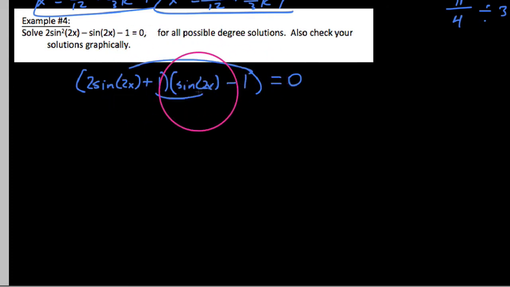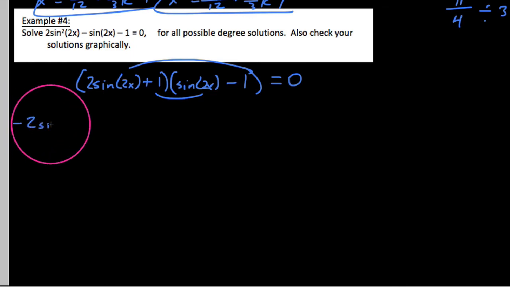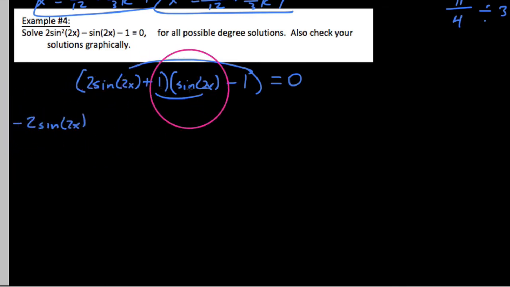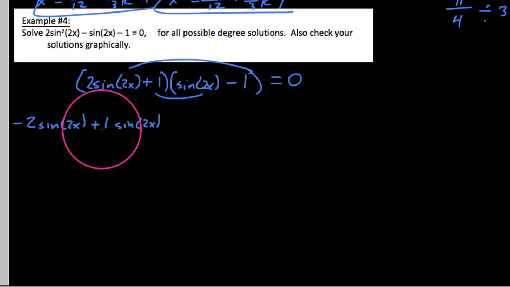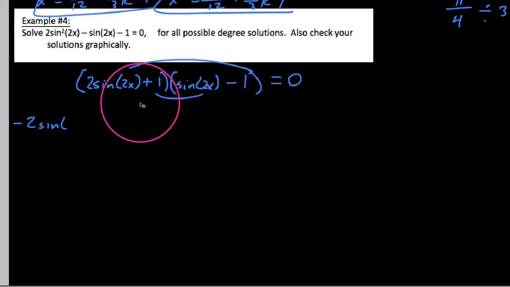We need to check this, but it looks like I get negative 2 sine 2x and then positive 1 sine 2x. And those add up to be a negative 1 sine 2x, which is what I need here in the middle. So these are the appropriate factors here. I'm going to get that work out of the way here, but these are the appropriate factors.